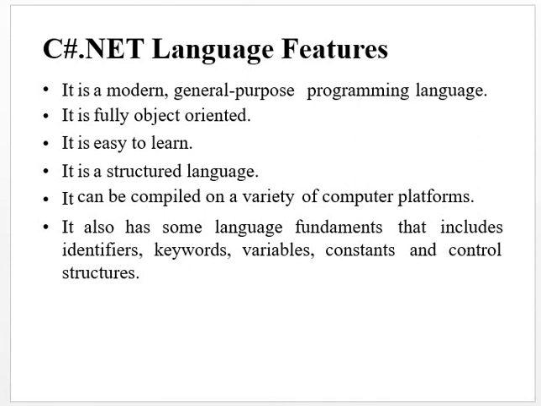As we all know, C#.NET is a fully object-oriented language and it is a modern general purpose programming language. It is easy to learn and execute. It is a structured language that can be compiled on different platforms of the system or computer. It also has some language fundamentals that include identifiers, keywords, variables, constants and control structures, because without that, a language cannot be complete. So these are the features of C#.NET.